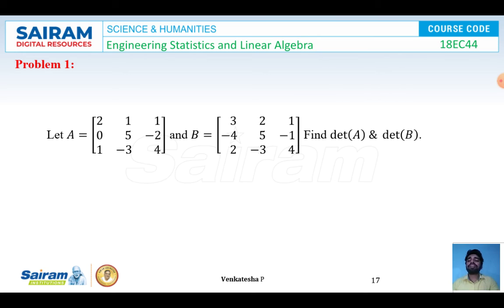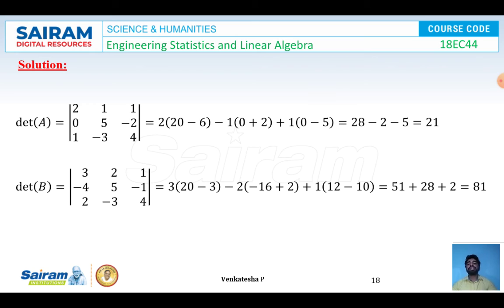Problems. There are two matrices given here. Let A be the matrix 2, 1, 1, 0, 5, minus 2, 1, minus 3, 4, and the matrix B is given by 3, 2, 1, minus 4, 5, minus 1, 2, minus 3, 4. We have to find the determinant of A and the determinant of B from these matrices.